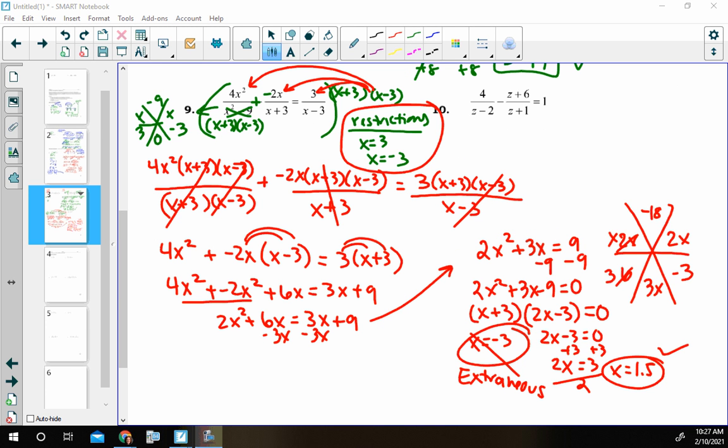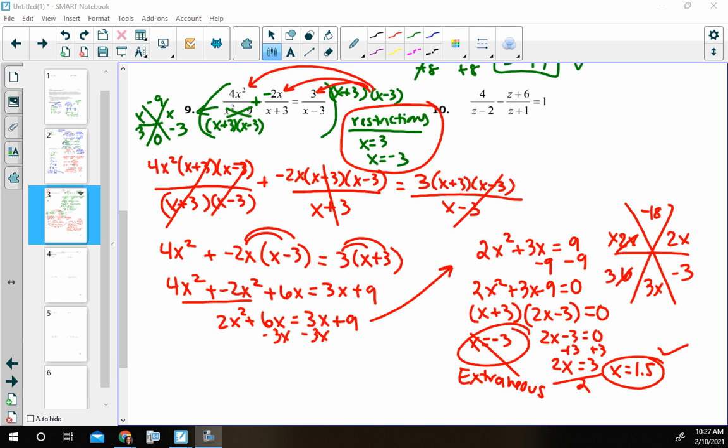All right, so here's my number 9. My restrictions were 3 and negative 3. I sent in an x plus 3, x minus 3, did all my canceling. After I did all my canceling, I knew I had a single rainbow one on the left side, single rainbow one on the right side. Then I just started combining my terms.